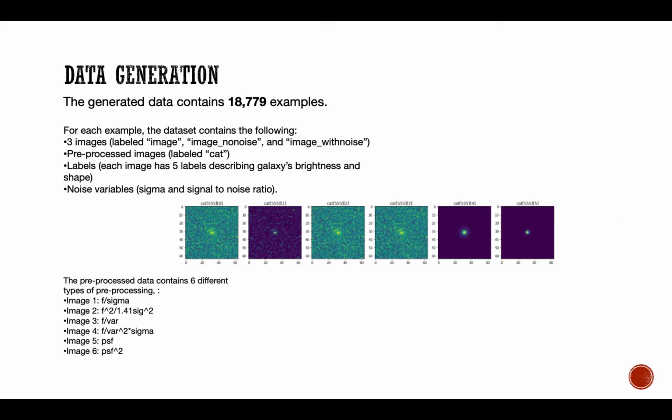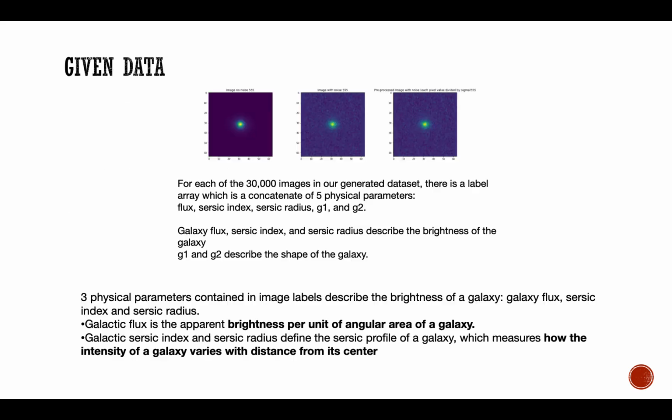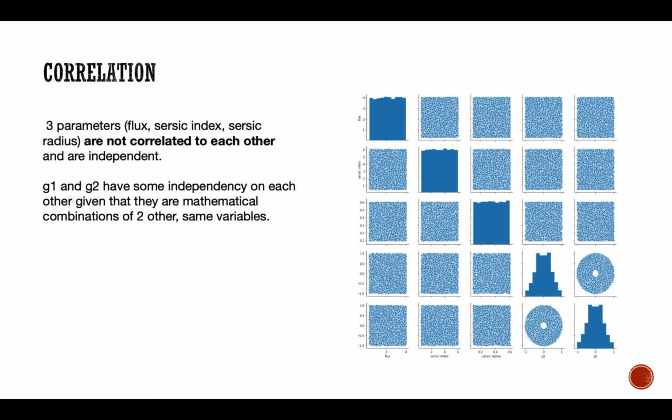The original dataset contained over 18,000 images that describe the galaxy's brightness and shape. But we found that using variable PSF is not appropriate to train our model, so we decided to generate our own dataset with constant PSF and a larger 30,000 images. We tried to see the correlation, and we found that flux, Sersic index, and Sersic radius are not correlated with each other and are independent.